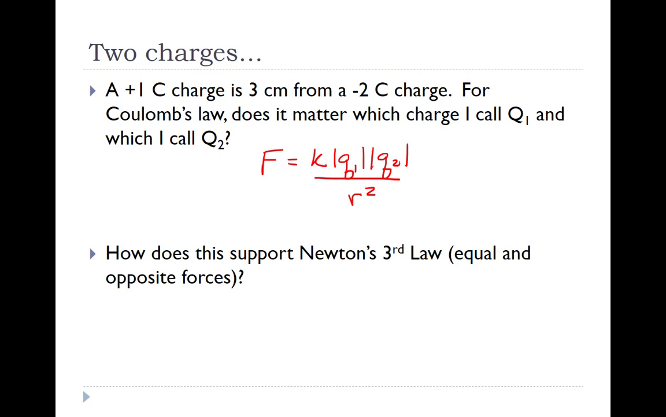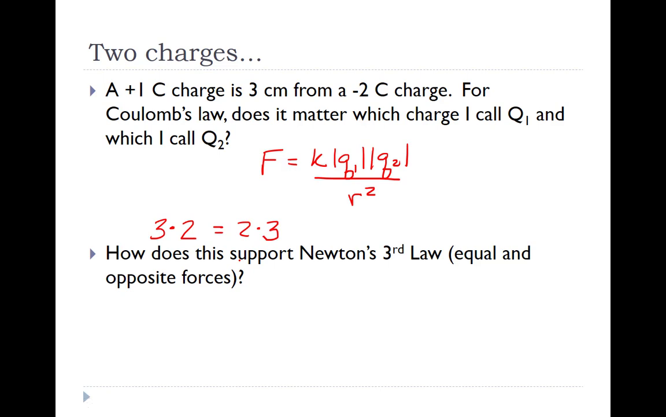Does it matter which one I call Q1, which one I call Q2? And the answer is no, it doesn't. And the reason is because of the properties of multiplication. I can take 3 times 2, and that will equal 2 times 3. I believe that is the commutative property.